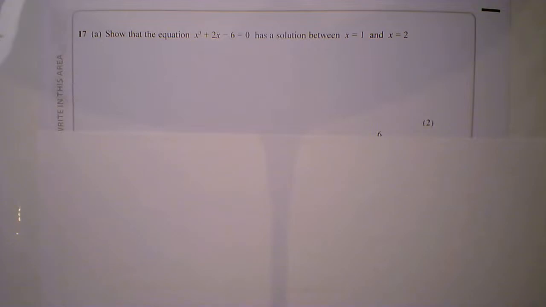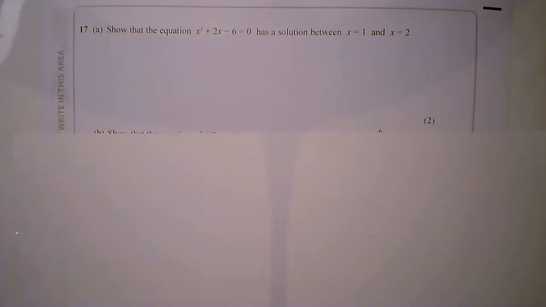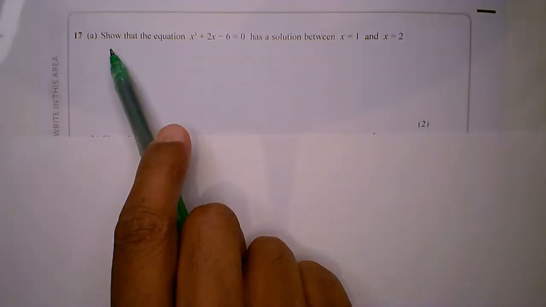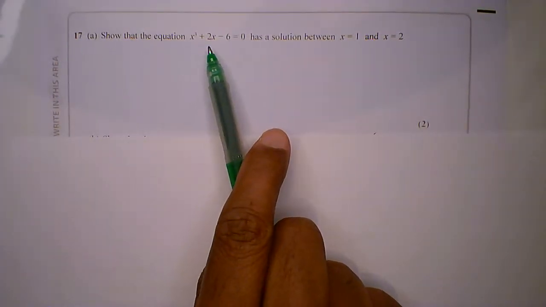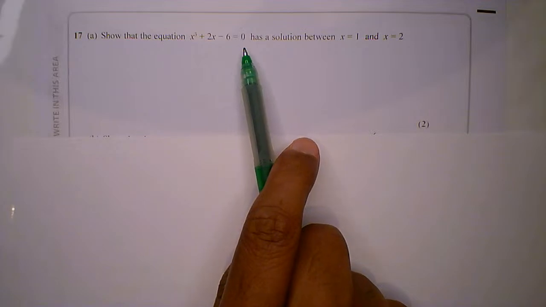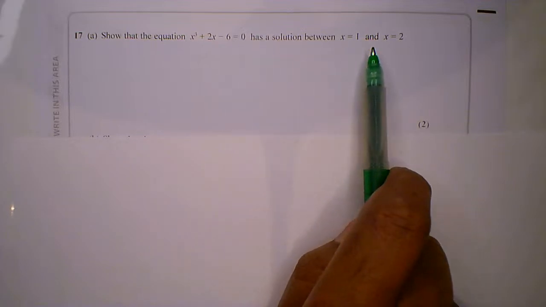Okay, question 17a, press pause. If you need more time, press pause and then play. Right, question 17a: show that the equation x cubed plus 2x take away 6 equals 0 has a solution between x equals 1 and 2.